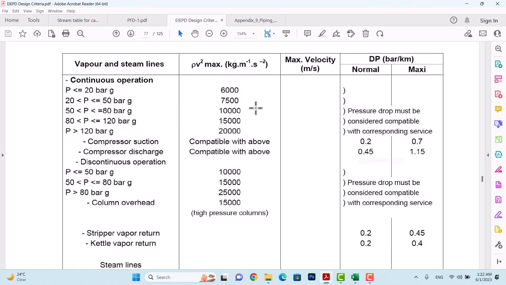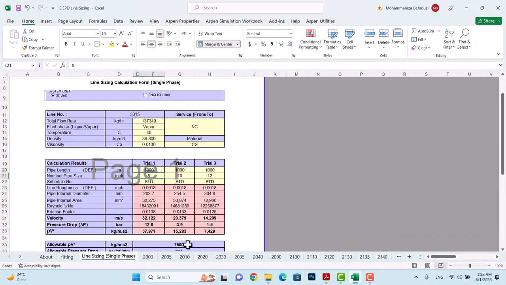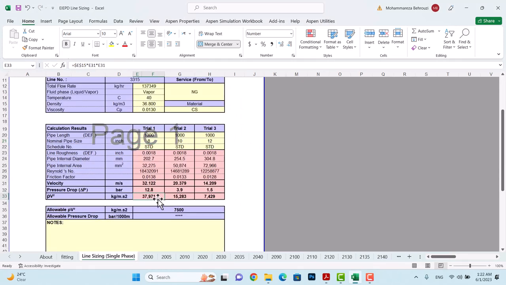But our first criteria here, and something we can trust and count on, is velocity head, and it should be maximum 10,000. If you look at this one, it is 37,000. It has exceeded the criteria far beyond our imagination. So it is not acceptable. How about 10 inch? You see, it is still not satisfactory because the velocity head is more than 10,000. How about 12 inches? We can see that the velocity head is less than 10,000 and is acceptable. But is it really acceptable? We should check other criteria, such as the pressure drop and velocity.